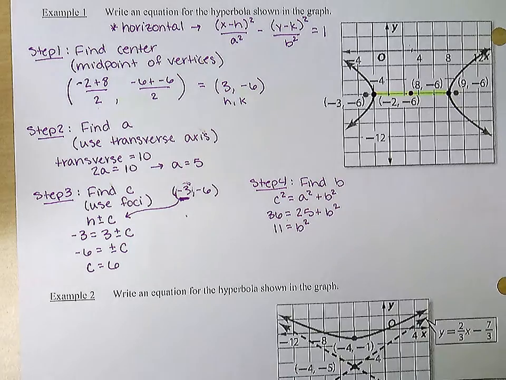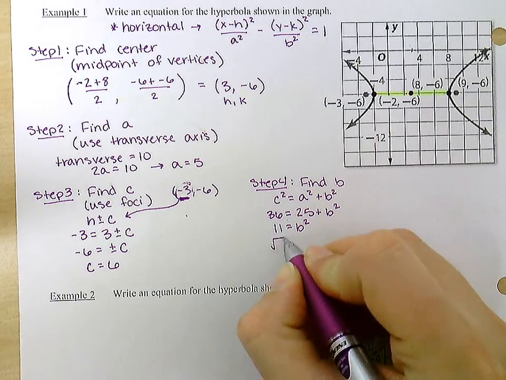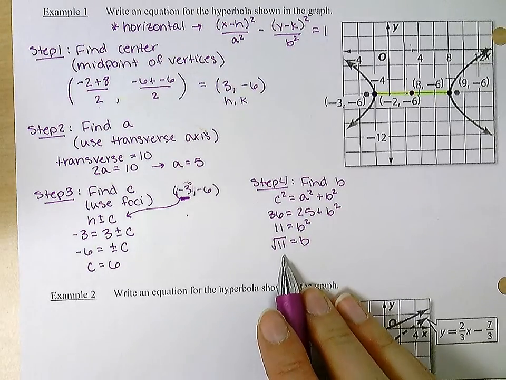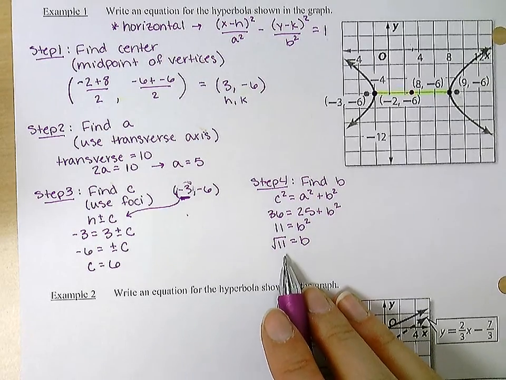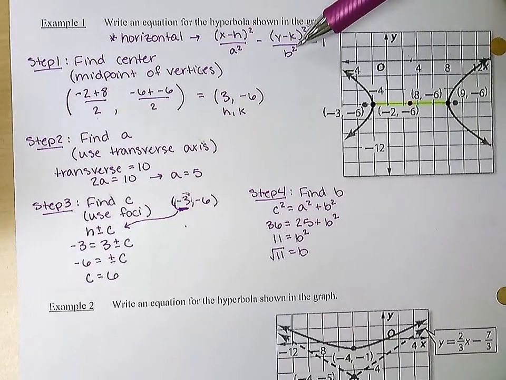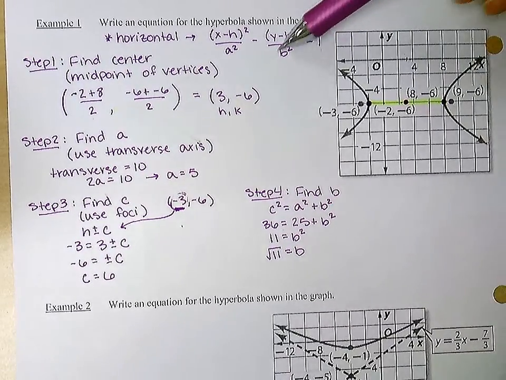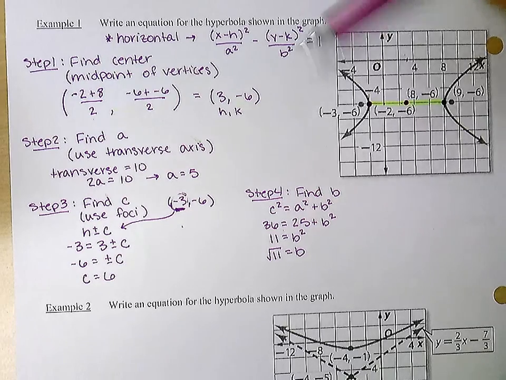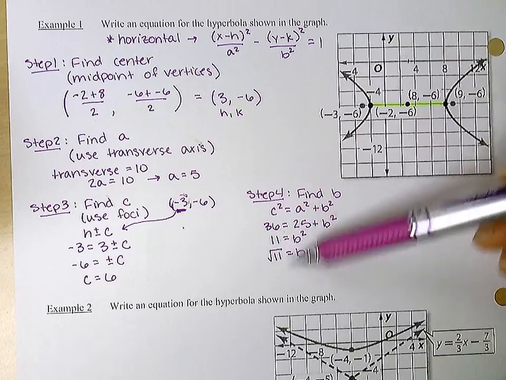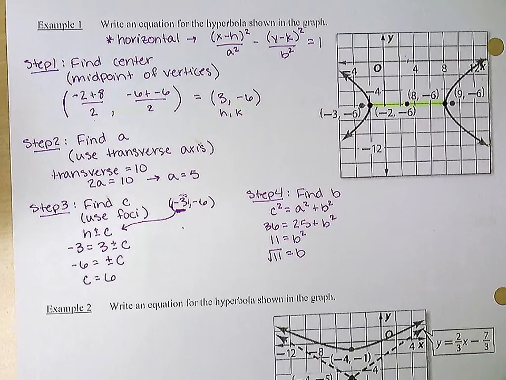And take the square root of both sides. So we have the square root of 11 is equal to b. I want you to leave it like that. Don't plug it into your calculator and get a decimal. Because remember at the end, when you plug it into your formula, you have to square it. And when you square a square root, you're just going to end up with 11. So leave that as a square root. Don't get it as a decimal.